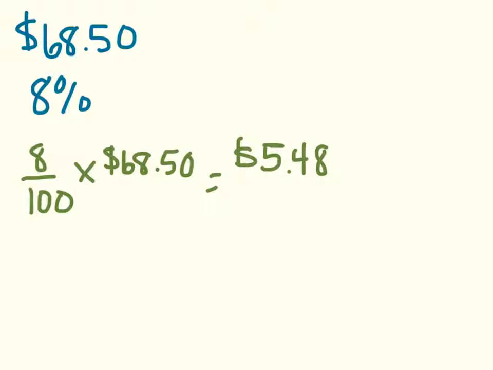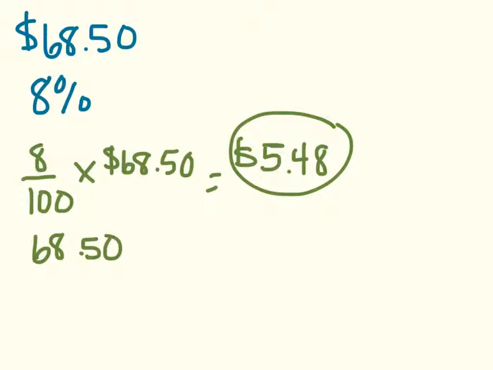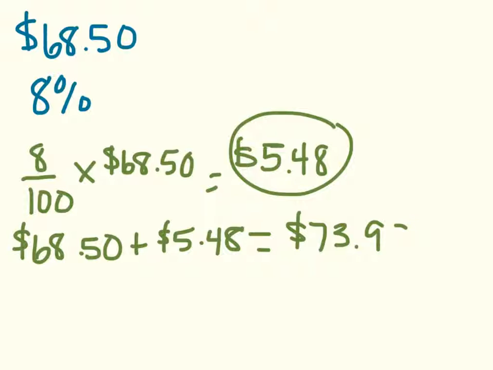And then we need to add this amount, which is the tax, to the total cost. So it would be $68.50 plus $5.48 to give us a grand total of $73.98. There is a little shortcut you can use here as well if you would prefer.